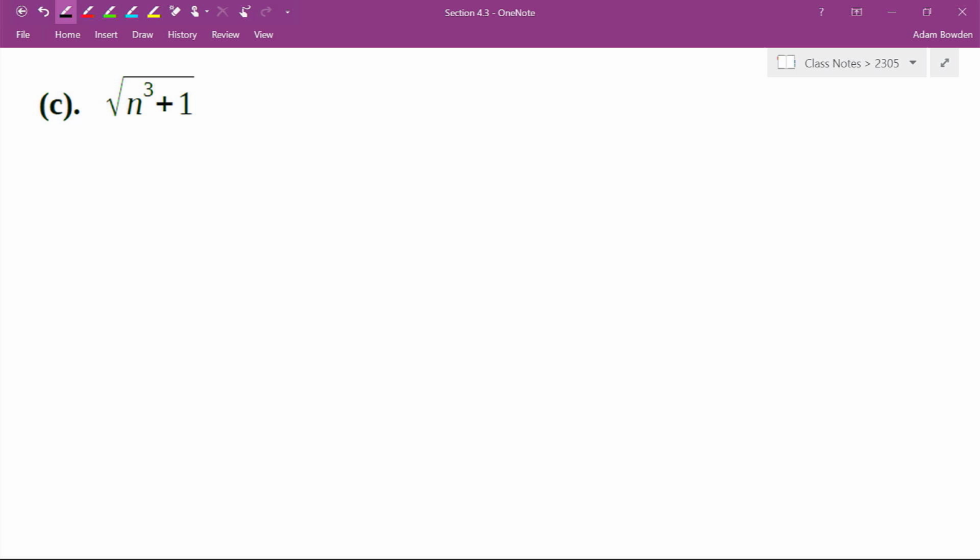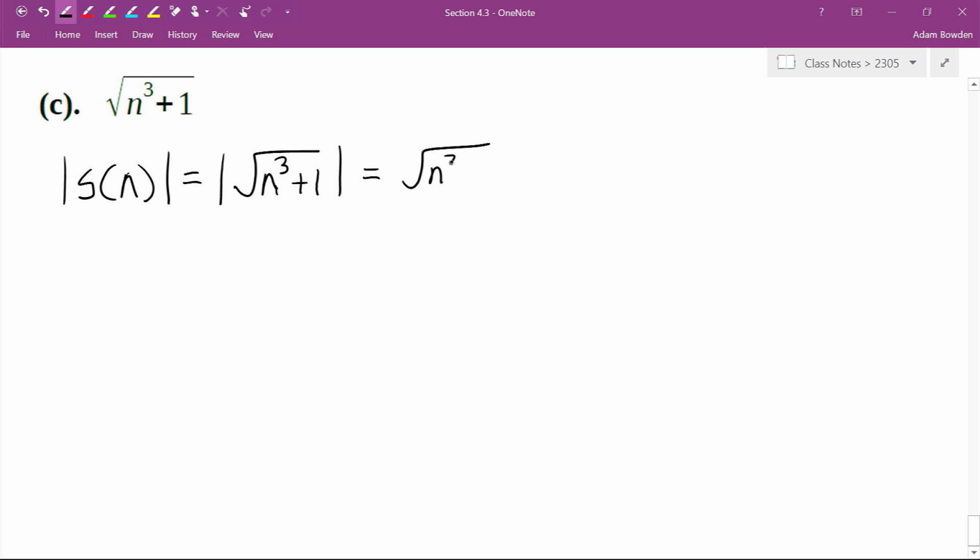For the sequence made up of the square root of n cubed plus 1, we can establish the big O of this one by considering the absolute value of s sub n, which would be the absolute value of the square root of n cubed plus 1, which is still just equal to the square root of n cubed plus 1, since the square root is strictly positive. Now what I'll consider is that this is less than or equal to the square root of n cubed plus n cubed for large enough values of n.